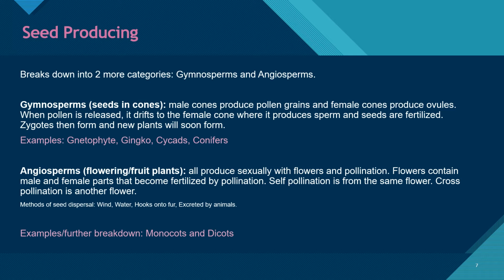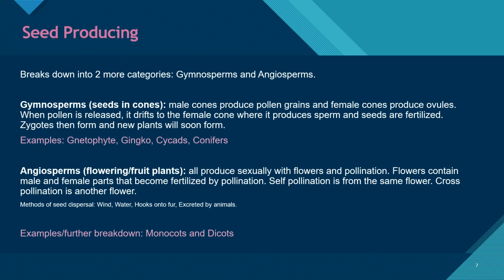Gymnosperms are seeds in cones, and to give you a little bit more of a visual on that, it has male and female parts. The male cones produce the pollen grains and the female cones produce the ovules. When the pollen is released, it drifts to the female cone where it produces a sperm, and the seeds are fertilized. Once those seeds are fertilized, they form what is known as a zygote. This is where new plants will soon form. And those are the four examples that fall under that category. You'll see this more when I break it down into the tree diagram to help you organize it better.